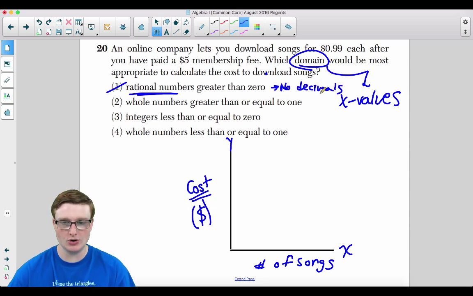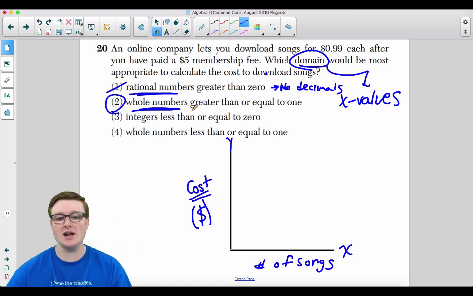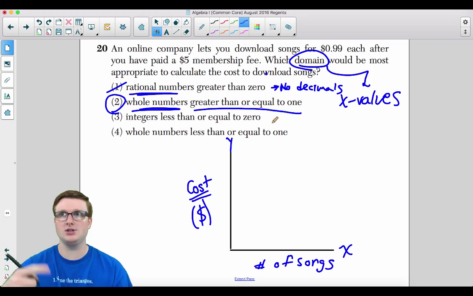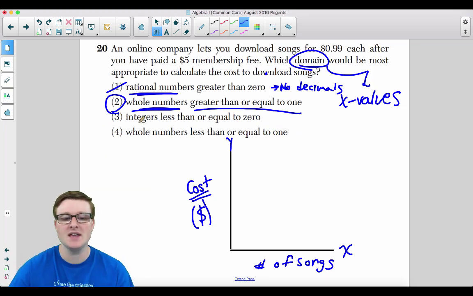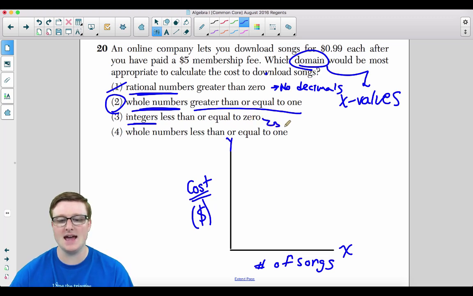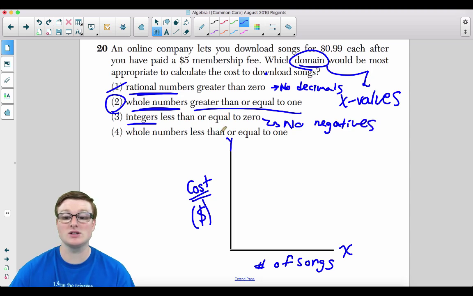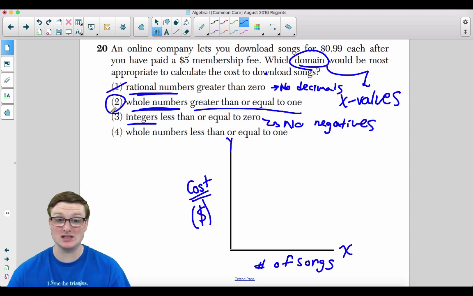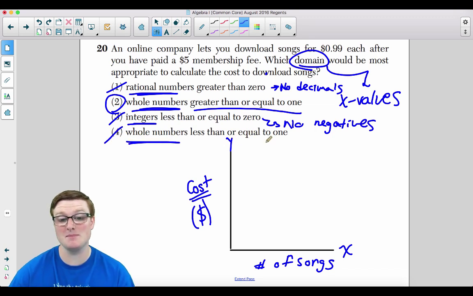Choice 2, whole numbers greater than or equal to 1. Absolutely. Whole numbers, which is like 1, 2, 3, 4, 5, greater than or equal to 1. Yeah, 1, 2, 3, 4, 5, 6. That's perfect. Integers less than or equal to 0. No, songs can't be negative, so no negatives. And choice 4, this is where some people might have gotten confused. Whole numbers less than or equal to the number 1. You might have seen whole numbers and confused that, but it is less than, so no negatives.